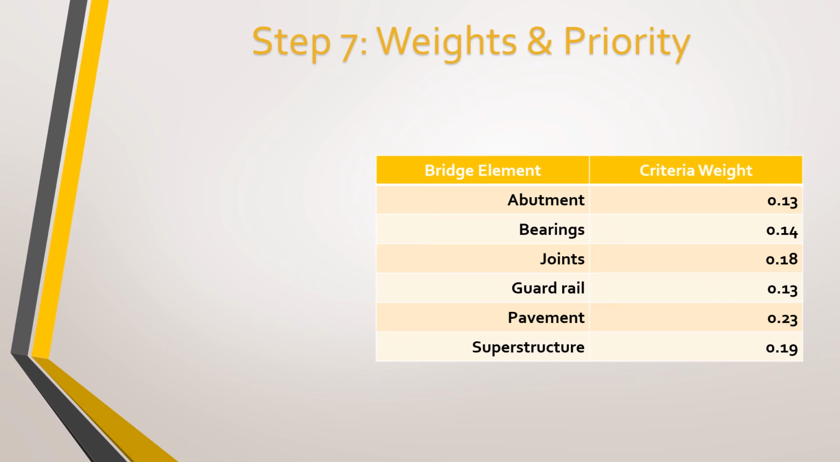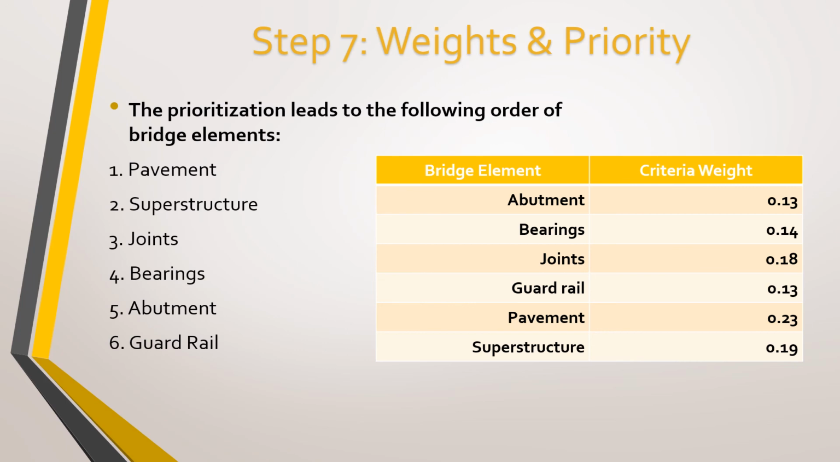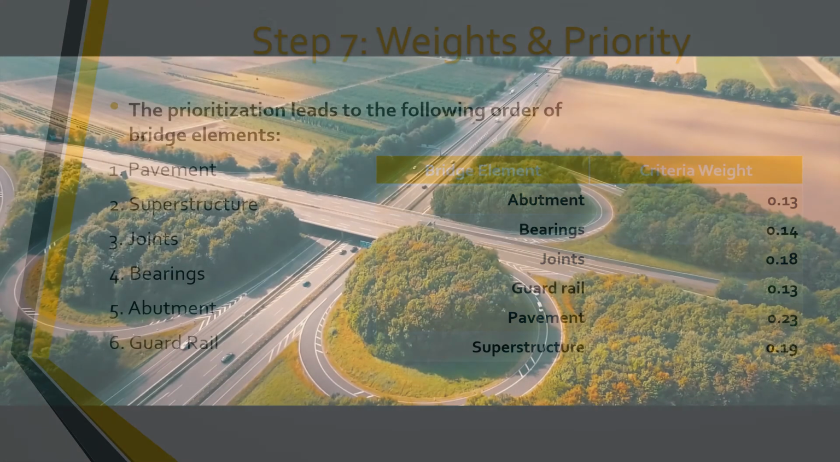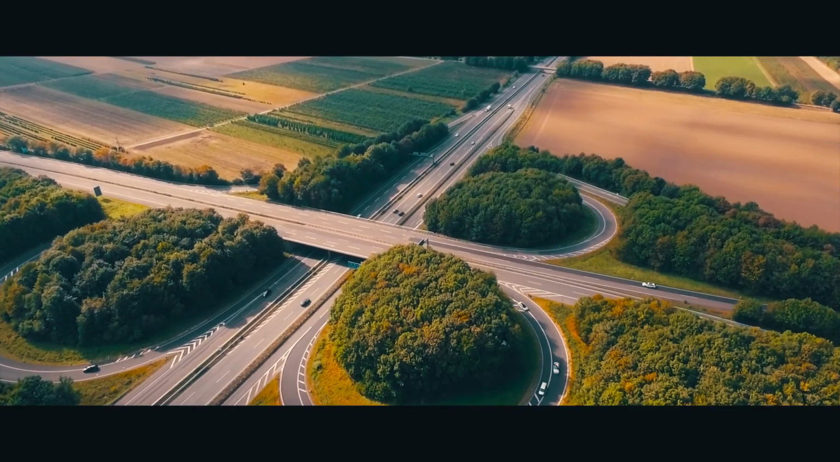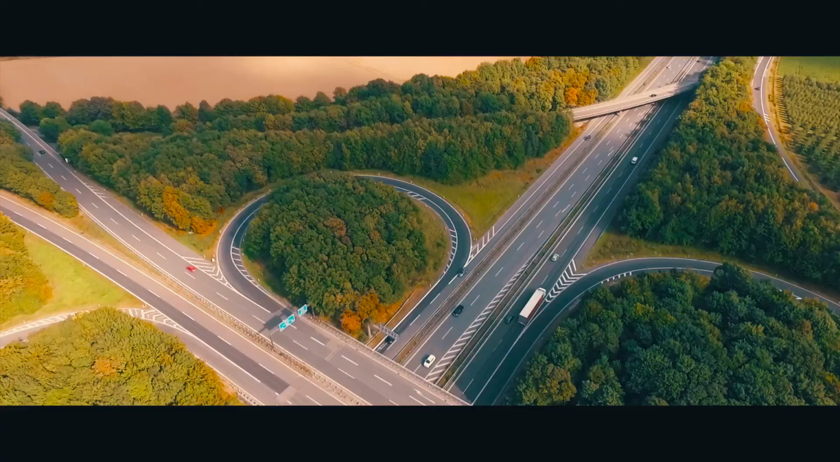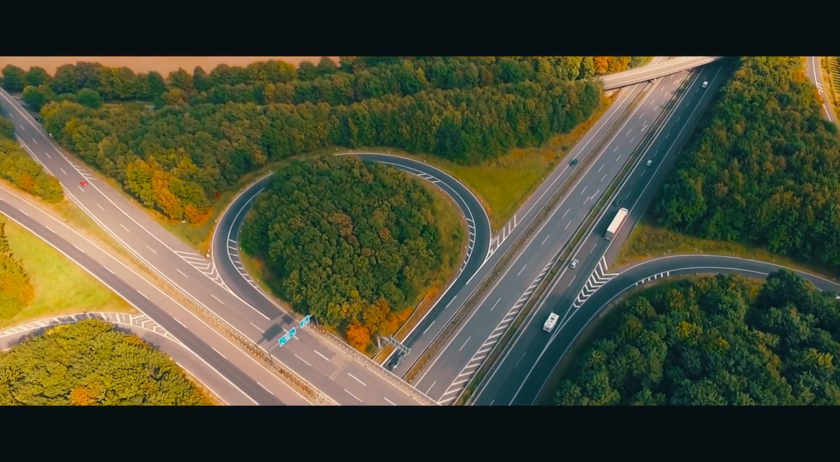This is the prioritization we think should be used during the assessment of structural conditions of bridges. This ranking is pavement, superstructure, followed by joints, bearings, abutment, and finally guardrail. This is our advice, and it should help the province of Overijssel to better understand infrastructure health based on critical elements.